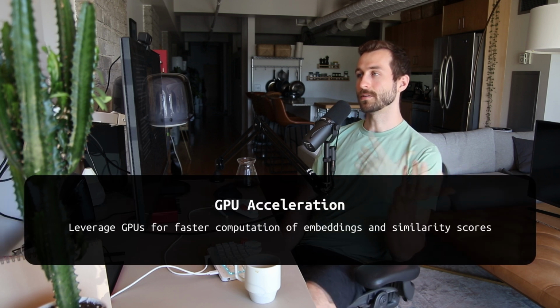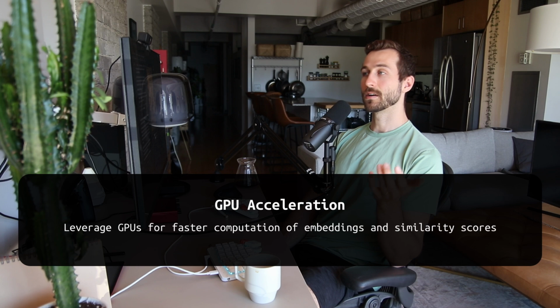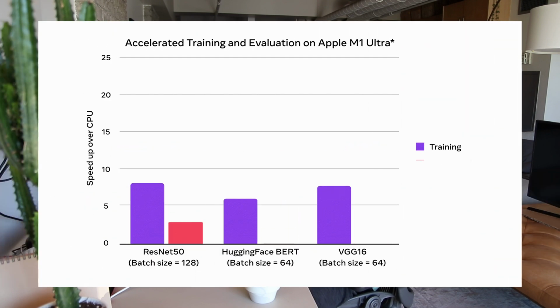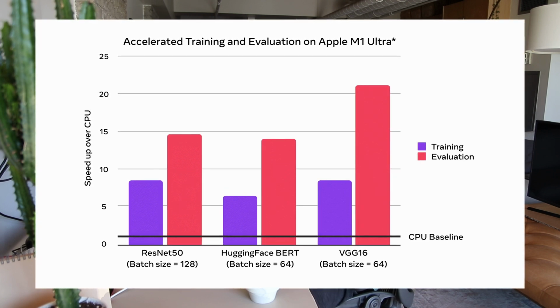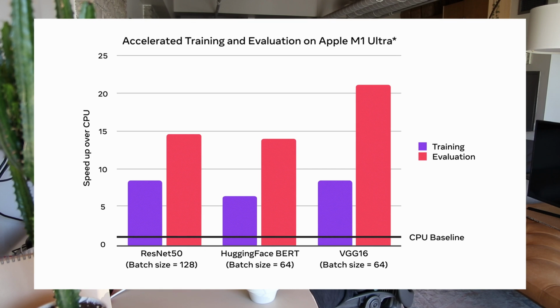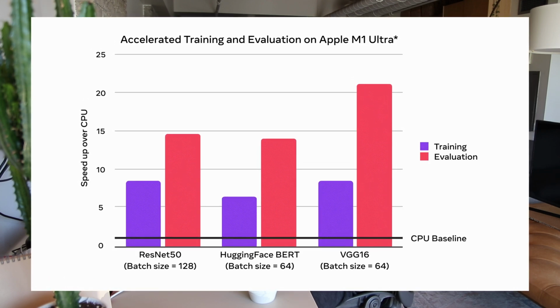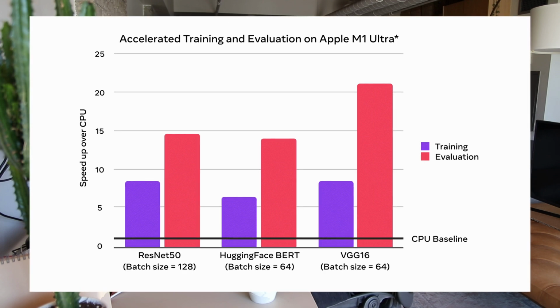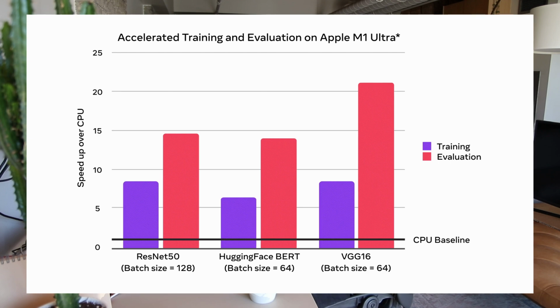GPU acceleration. You can leverage GPUs for faster computation of embeddings and similarity scores. We did use a GPU in this demonstration, but I'm not convinced that I'm using it properly or to its full functionality because I didn't get a big speed up switching from my CPU to the GPU. This could be due to the small scale of my data, but also I'm sure I'm not writing the most optimal code for this type of thing. So that's probably the first easy win you can think about.